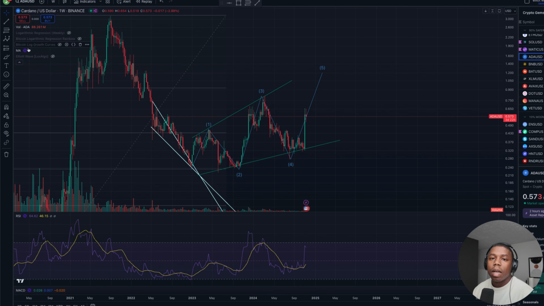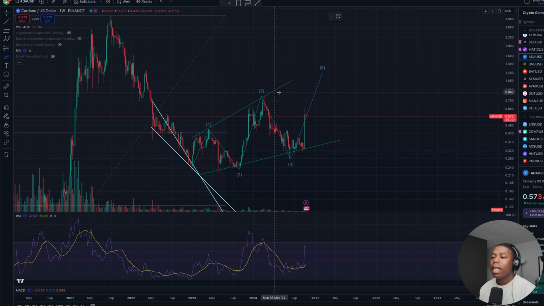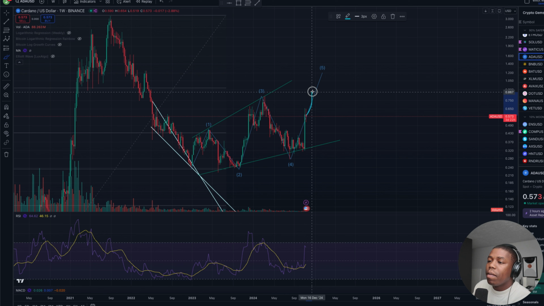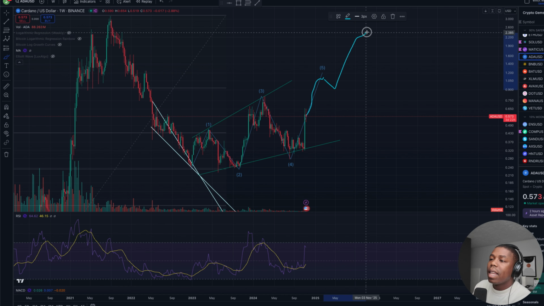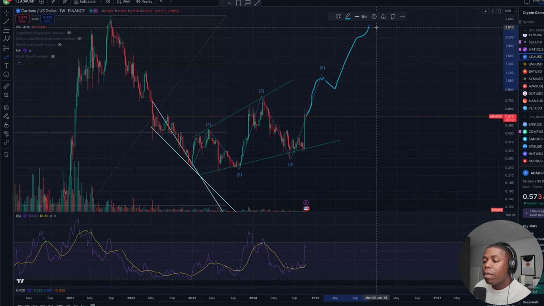In fact, sometimes what you'll see with these expanding diagonal patterns is once they finish somewhere, maybe up here around $1, they might pull back and then create this tail that just goes absolutely crazy. And so I would be looking for something like that, but not until we get maybe somewhere near $1. And this could happen probably before the end of 2025.